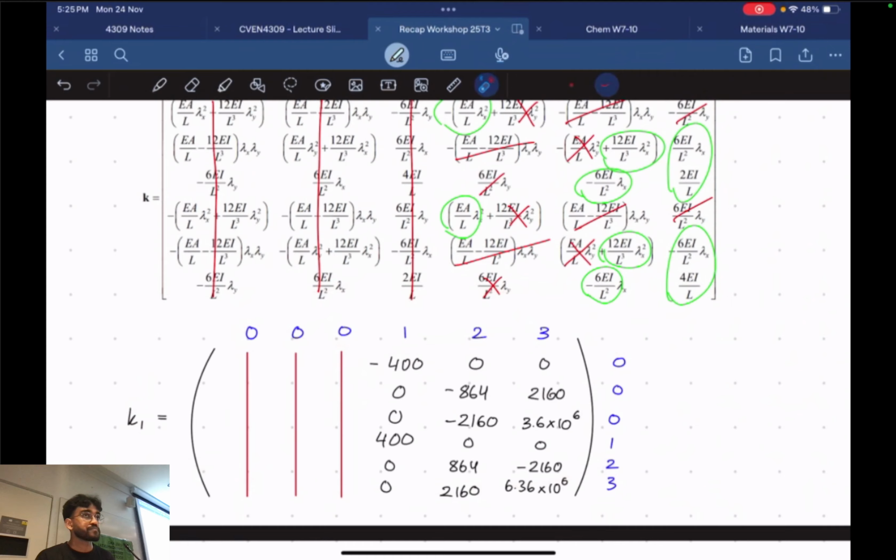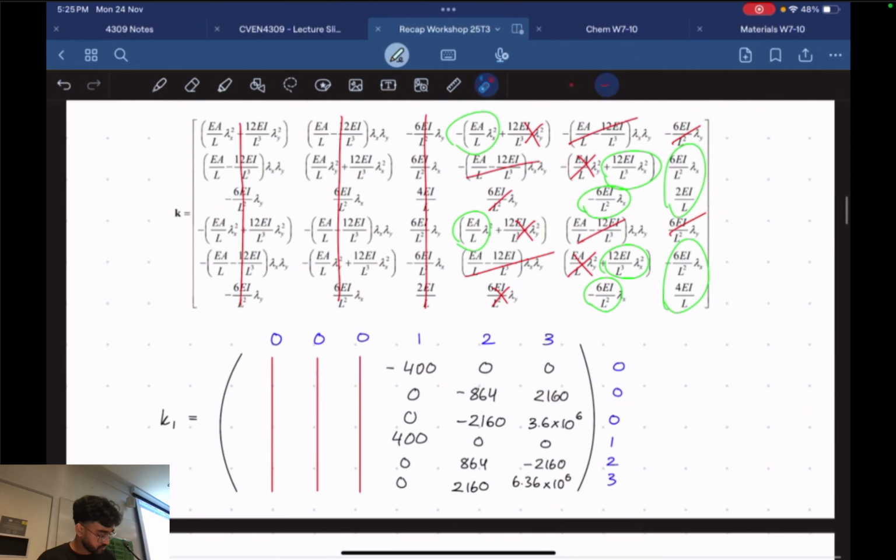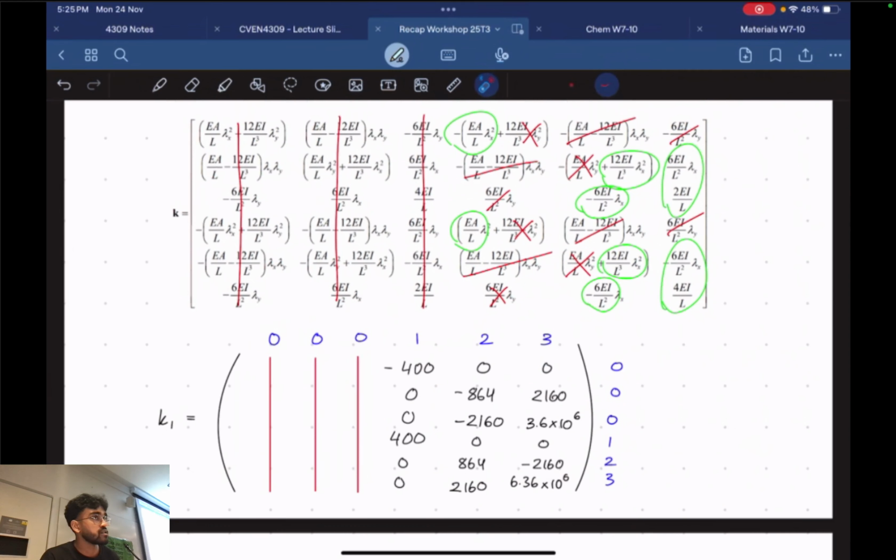Is anyone copying it down? Bora, are you copying it down? No? Okay. So if no one's copying it down, I'm just going to go over it.